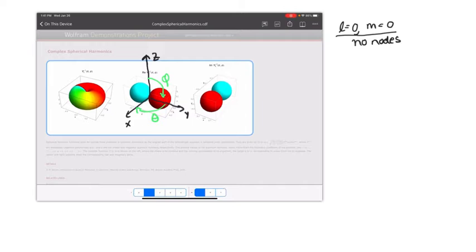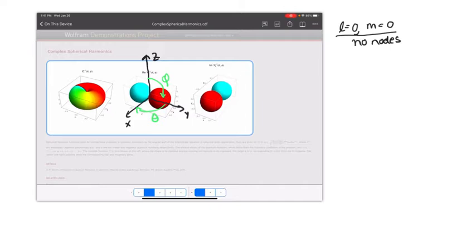Let's look at the next spherical harmonic, where we have L equal to 1 and m equal to minus 1. When we have L equal to 1 and m equal to minus 1, we have both a real and an imaginary part to this function. So let's look at the real part of this function. The imaginary part looks pretty much the same, just rotated a little bit.